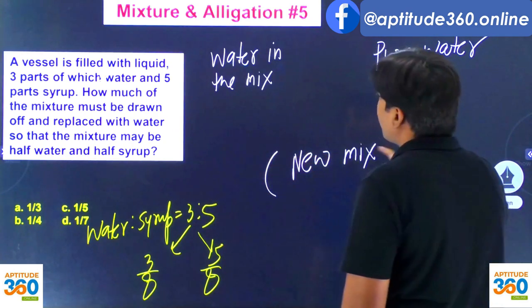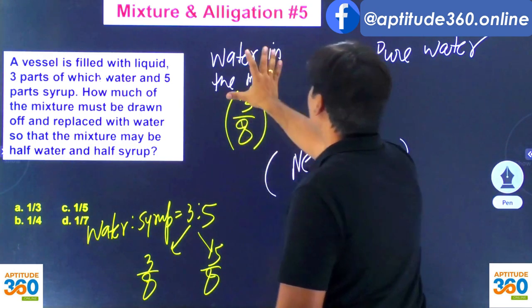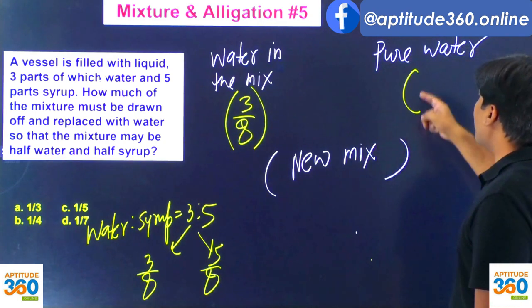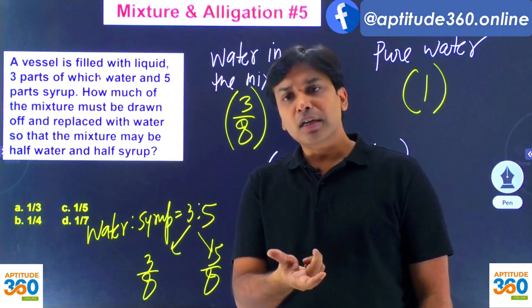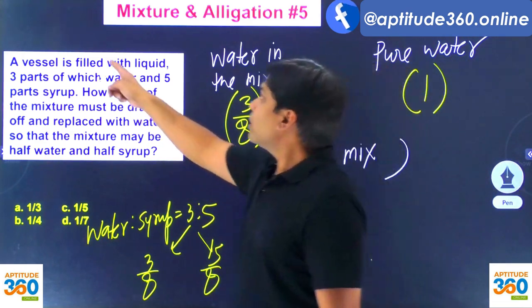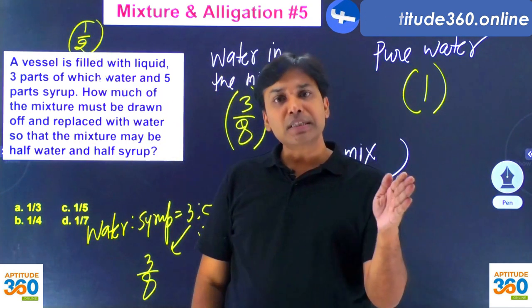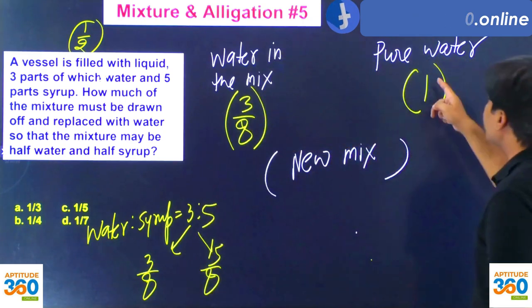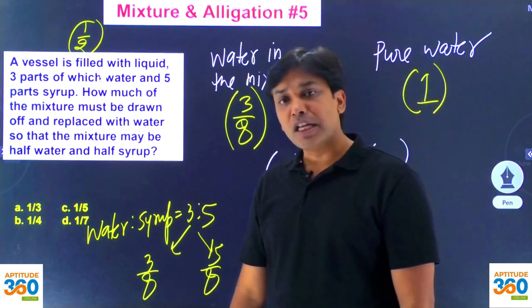Over here the problem says that water as of now is 3/8 of the total mixture. The very new thing that you're learning out here is, in pure milk, how much milk will there be? 1. You're writing the ratio, isn't it? If you write half, what does this mean? That 50% is water, 50% is milk. And if you write pure water, how much water is there? 100%. 100% means it is 1 as per the ratio.